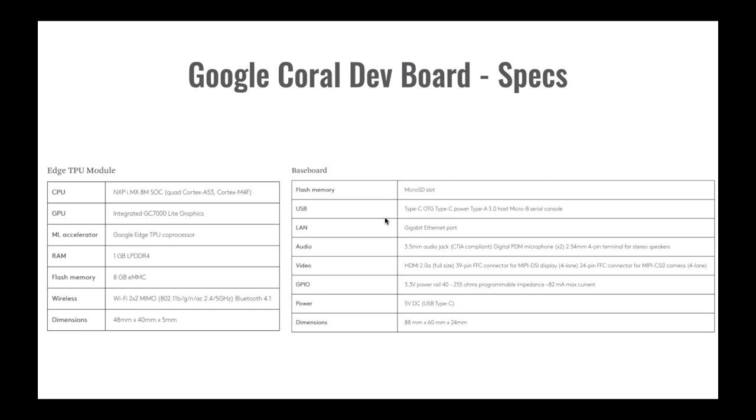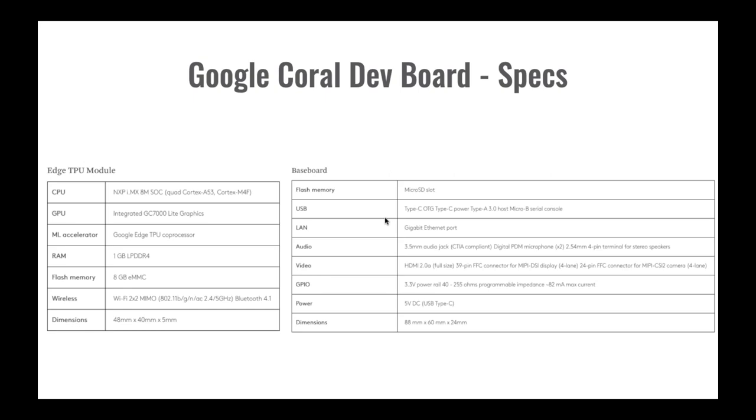It comes with a very lightweight GPU, but the USP is the Google Edge TPU coprocessor that accelerates ML inferencing. It comes with 1 GB of RAM and 8 GB of eMMC, so you don't need an SD card. It comes with eMMC storage to run Mendel. It has built-in Wi-Fi and Bluetooth.